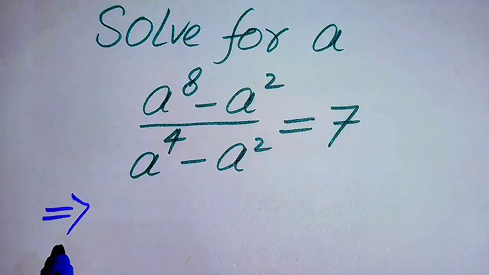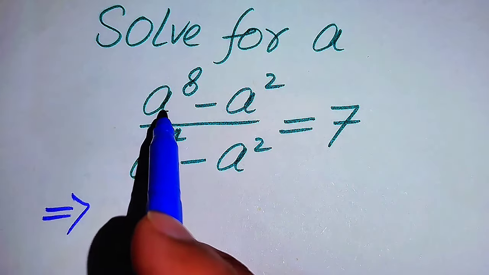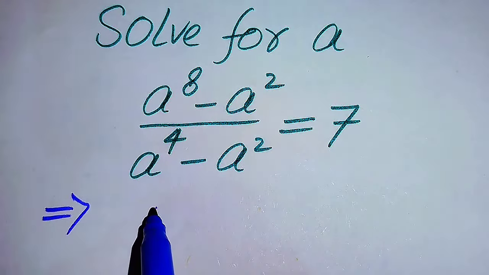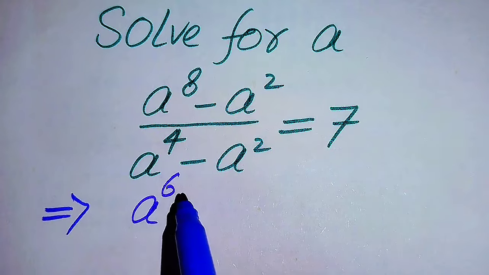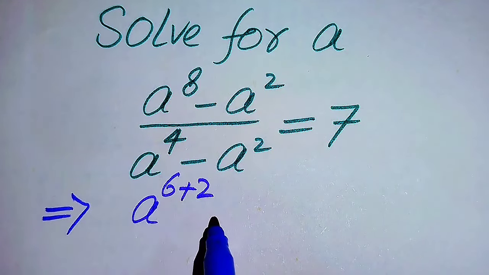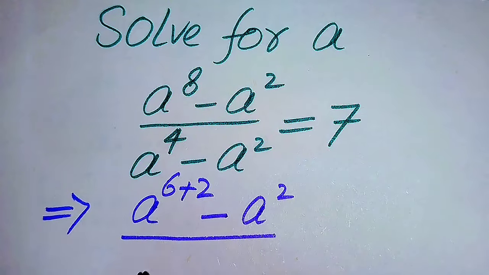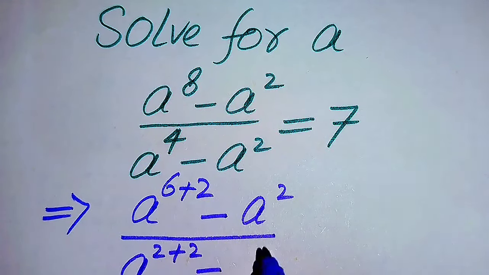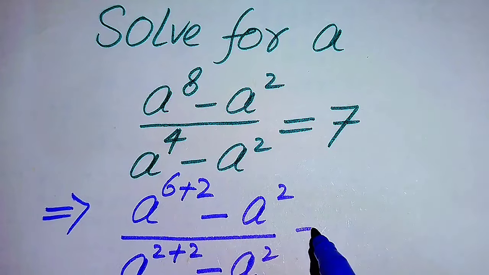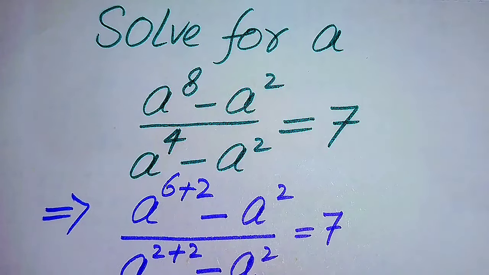The very first thing we are going to do is rewrite this equation. This a to the power of 8 will be written as a to the power of 6 plus 2, minus this a squared, divided by this a to the power of 4, which we write as 2 plus 2, minus a squared, equals 7.